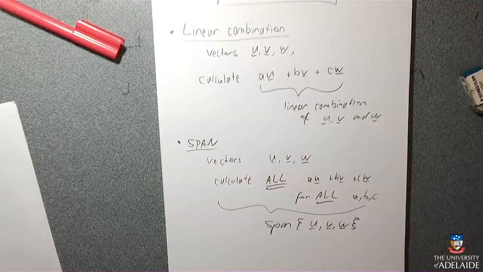So that's what a span is. If you calculate all the linear combinations, every single possible, infinitely many possible linear combinations of the vectors that you have, then the object that you make by collecting them all together is the span of u, v and w.